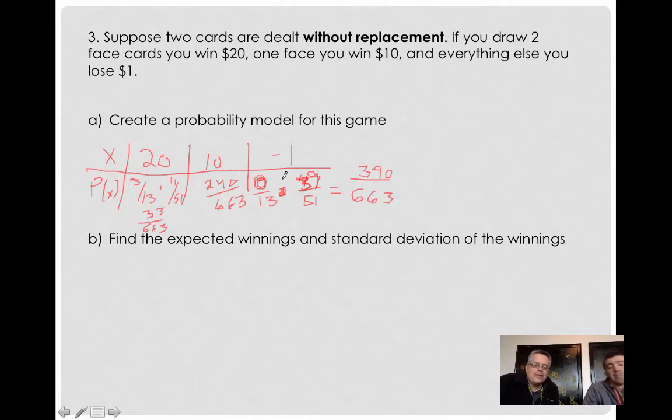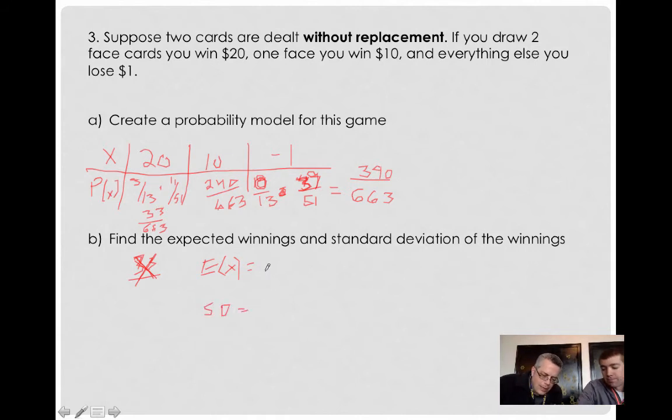So let's find the expected value. I got to quickly enter this into list 1 and list 2. We're not going to do this by hand, we're just going to use the TI-84. So I'm going to enter 20, 10, and -1, and then the ugly probability. So 33 divided by 663. The calculator can handle this. And then the next one was 240 divided by 663. And the last one was 390 divided by 663.